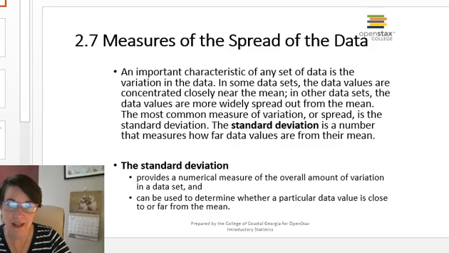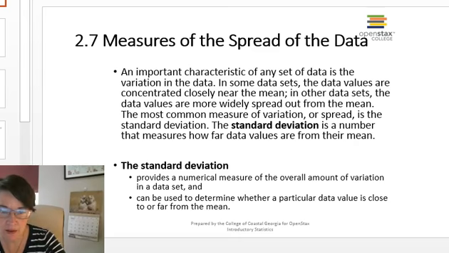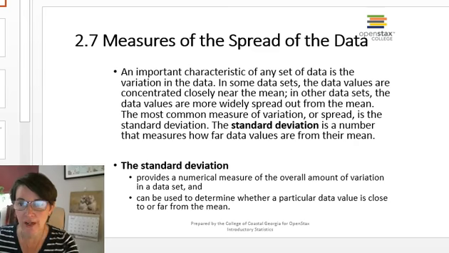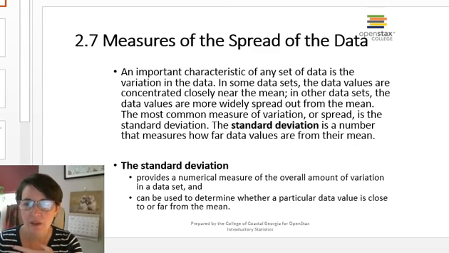When we're describing data, it's really important that we talk about the spread of the data, how far away from the center the data points are, and if they're all on the top end or all on the small end. So we have some ways of measuring the spread of the data. And the first one we're going to talk about is standard deviation.